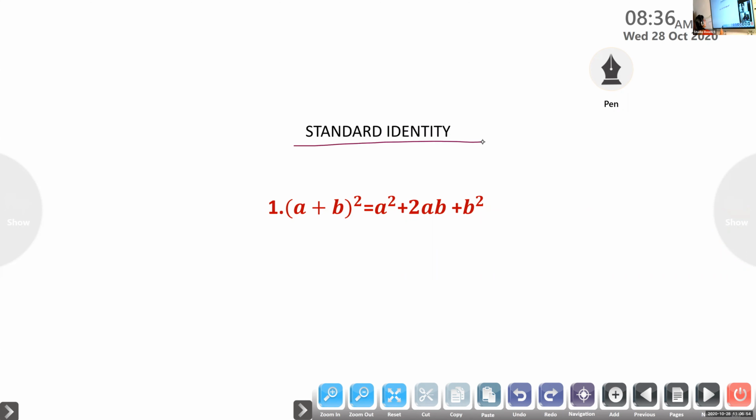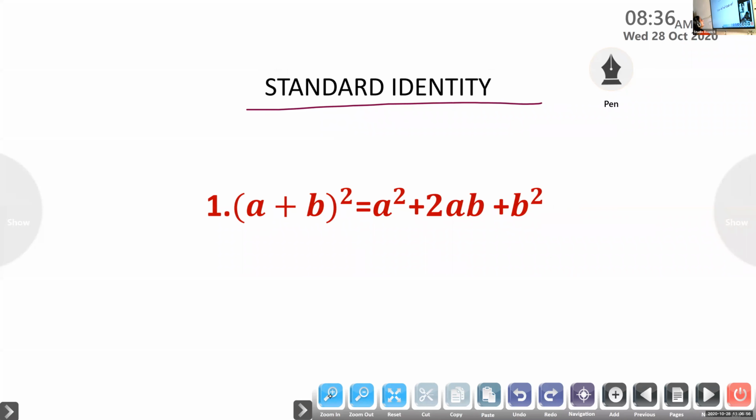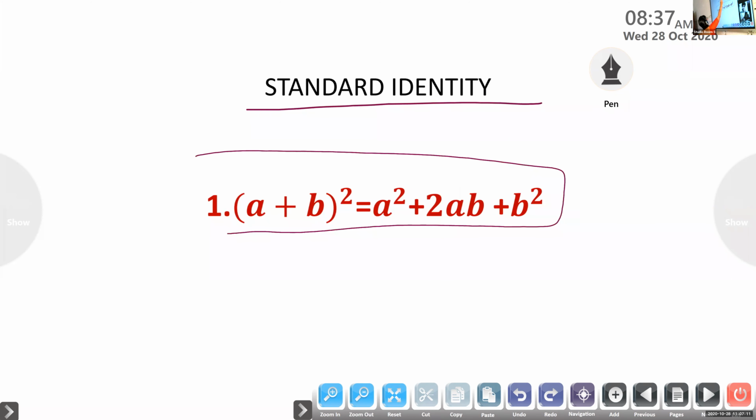Next heading, standard identity. In that, the first one is (a plus b) whole square equal to a square plus 2ab plus b square. Very important identity it is. (a plus b) whole square equal to a square plus 2ab plus b square. Put that in a box. Highlight it.